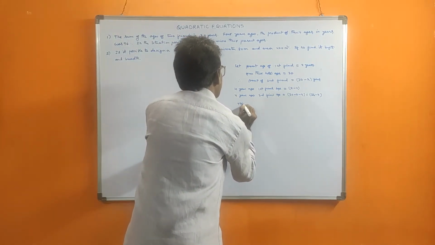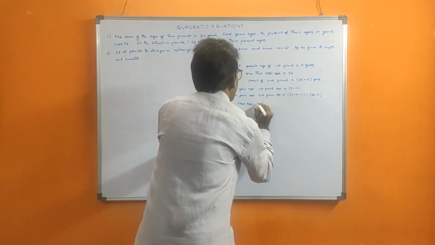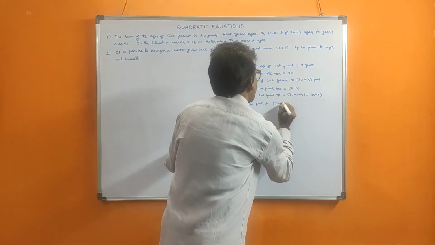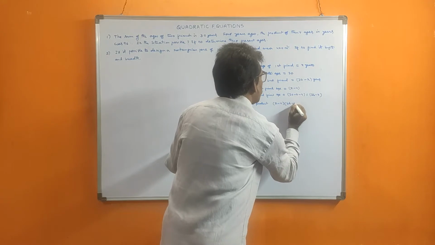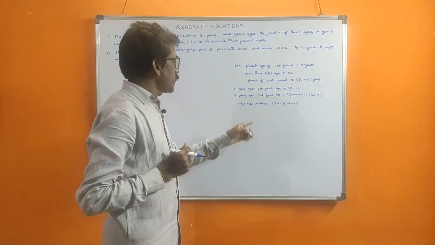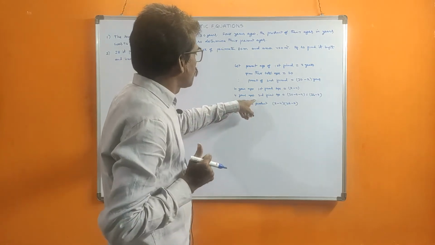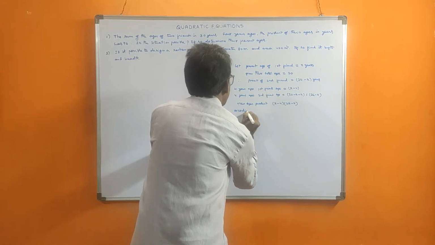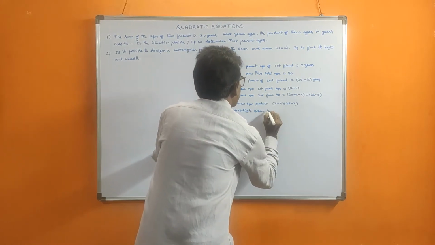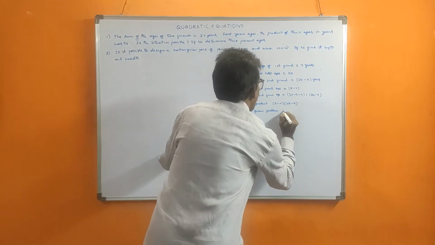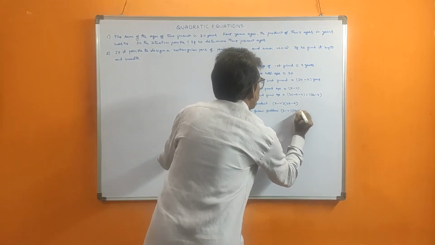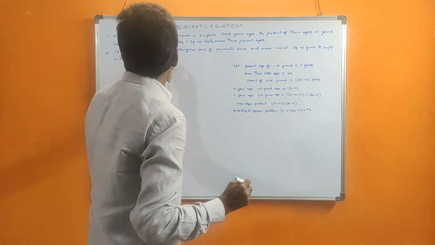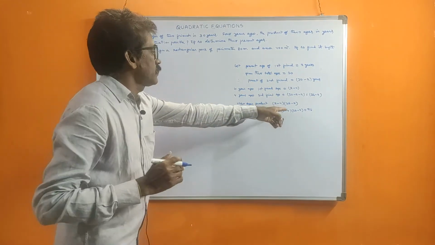Their ages product: how much? The first person is x minus 4, the second person is 26 minus x. This is their ages product. But given, this is what? 4 years back their ages product. Therefore, according to the given problem, x minus 4 into 26 minus x is equal to 96. He gave their product 4 years back, their ages product, as 96.